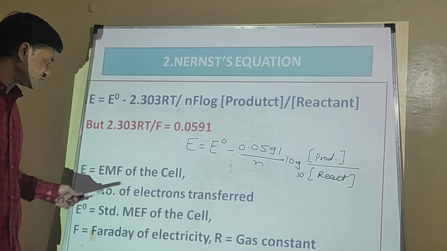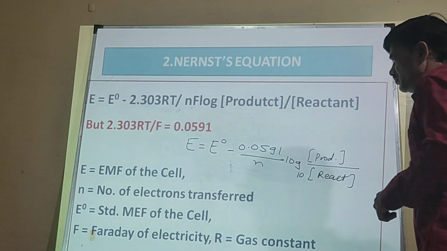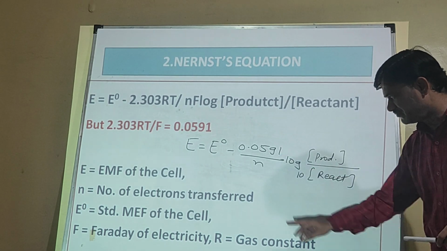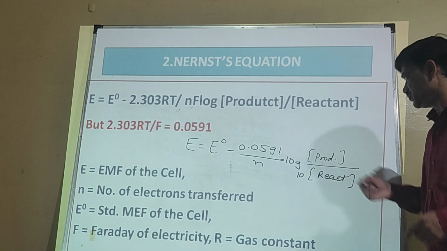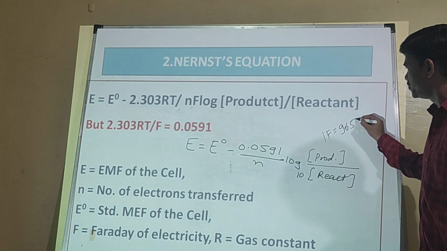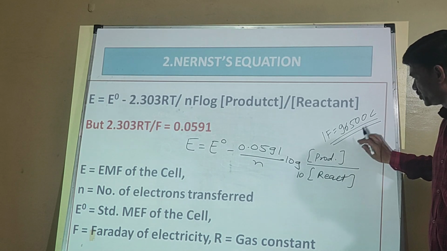What about the meanings? Just consider: E is EMF, E0 is standard EMF of the cell, n indicates the number of electrons transferred, lost or gained, and F equal to Faraday of electricity. And remember this one, 1 Faraday equal to how much? 96,500 coulombs. This is a very important relation for MCQ discussion.